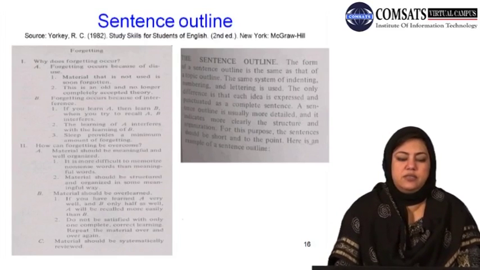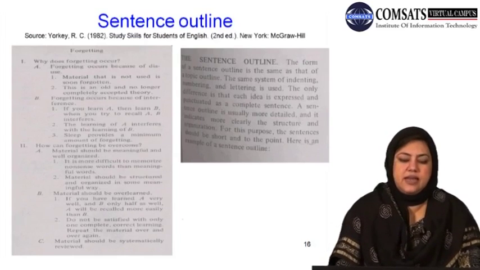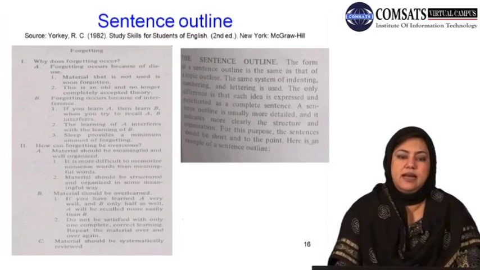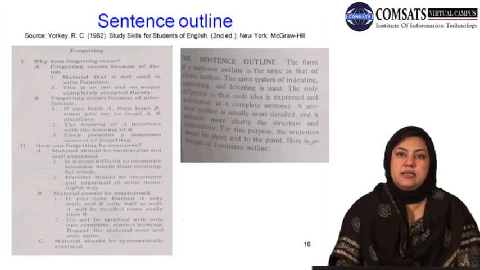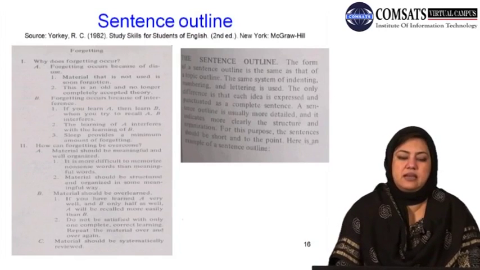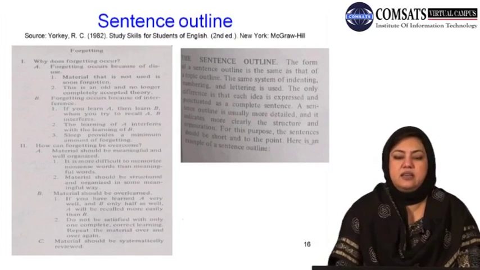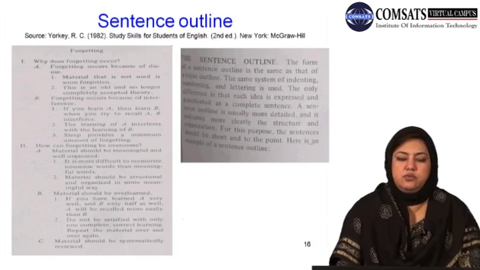Now within each of these two main areas, further categories or headings are established. Under the main heading, why does forgetting occur? Two subheadings are created. A, forgetting occurs because of disuse. B, forgetting occurs because of interference.